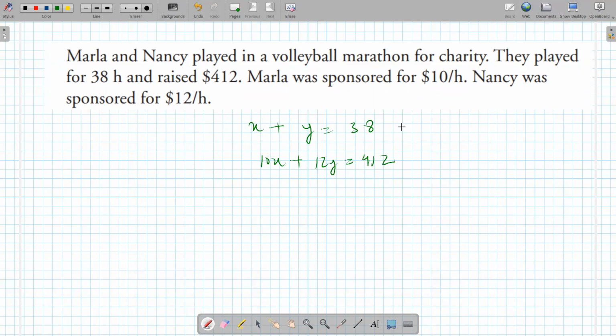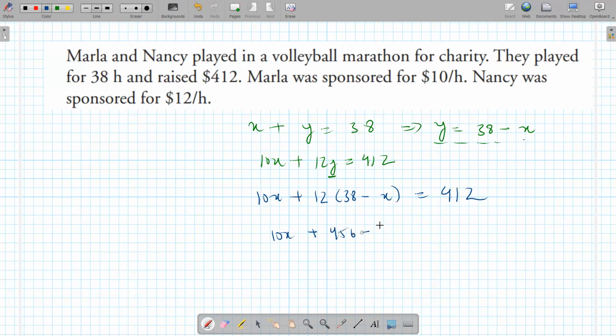You could graph this. We're not going to do that. Substitution. You can solve for either x or y, doesn't matter. Like that. That's our y. We're going to replace that y with that equation. So you have 10x plus 12 times 38 minus x equals 412. How do you solve this equation? You open the brackets. So this will be 380 plus 76, or 456 minus 12x is equal to 412.